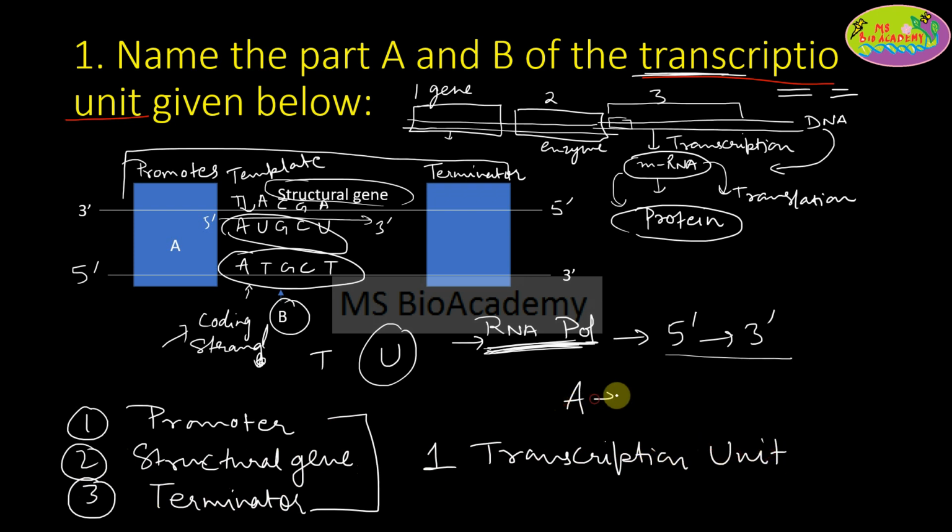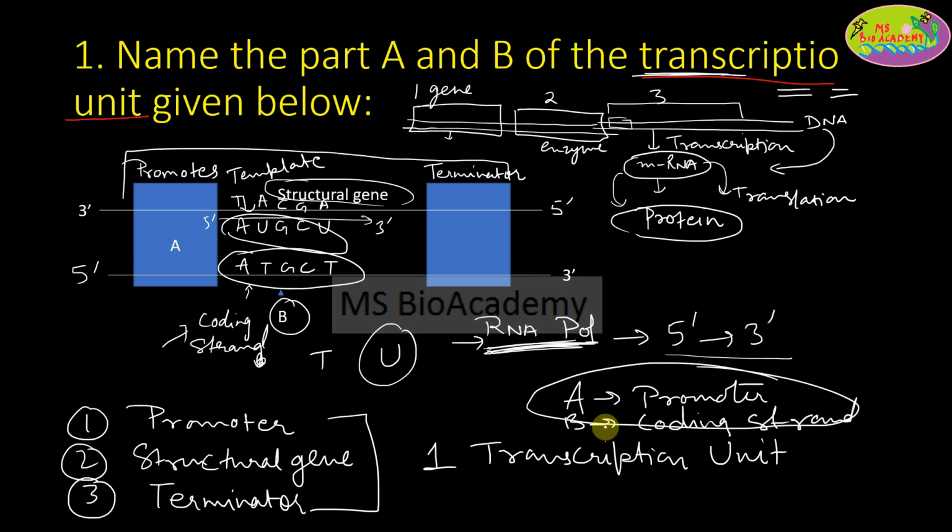So A is your promoter in this question and B is your coding strand, right? That is how you are going to answer this. You can write directly that A is the promoter and B the coding strand. But if you don't know all these concepts, you will not be able to solve these kinds of questions, right?